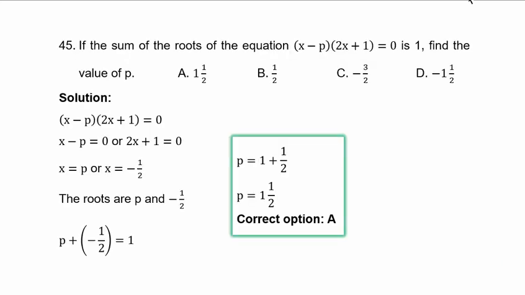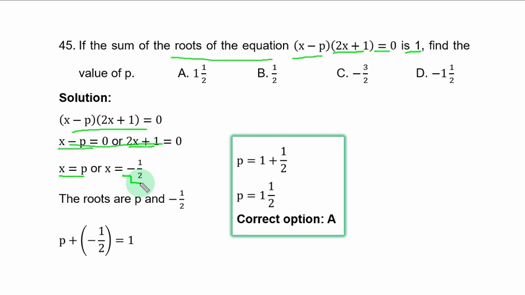Question 45. If the sum of the roots of the equation (s minus p)(2s plus 1) equal to 0 is 1, find the value of p. You simply get the roots by equating each term to 0. If you equate the first linear term to 0, s is equal to p. That is one root. If you transfer plus 1 to the right hand side, it becomes minus 1. Divide through by 2 to get s as minus 1/2.